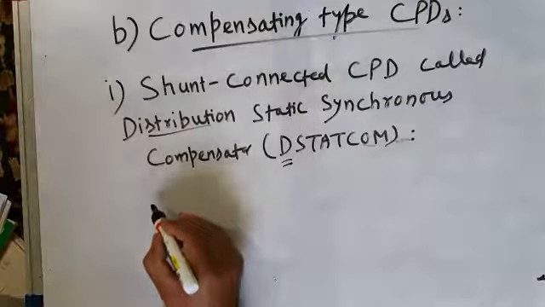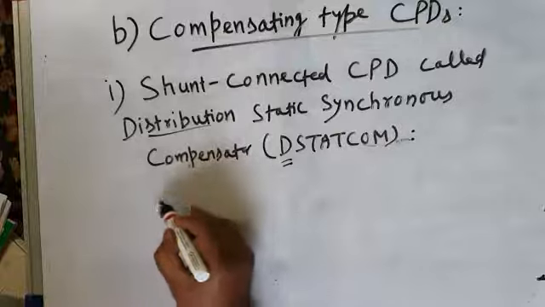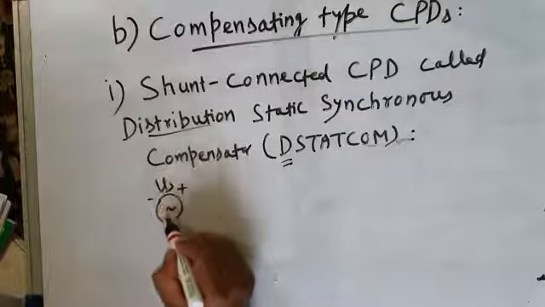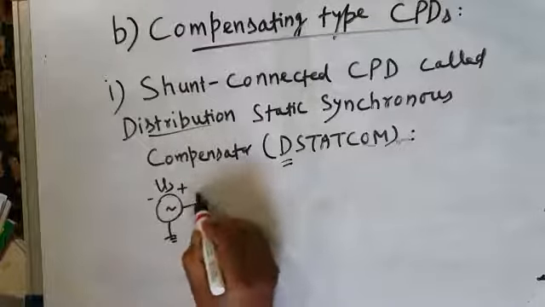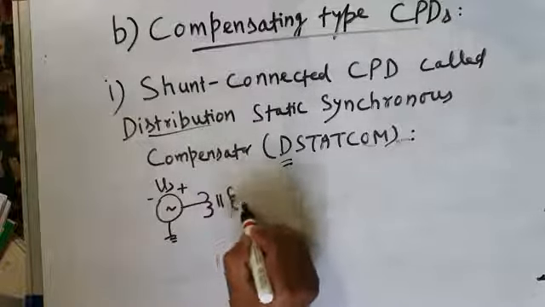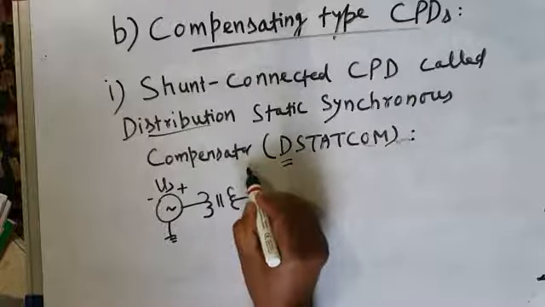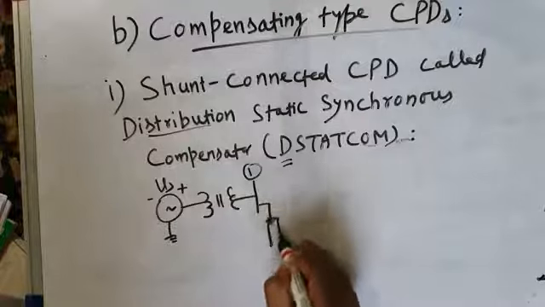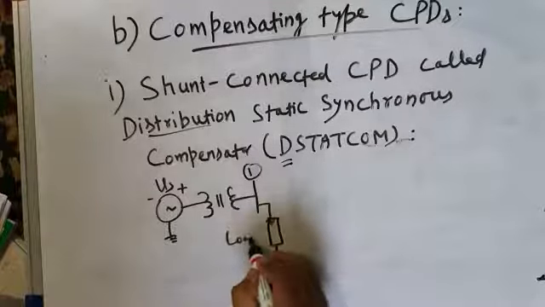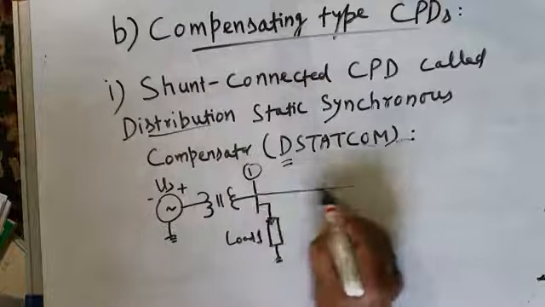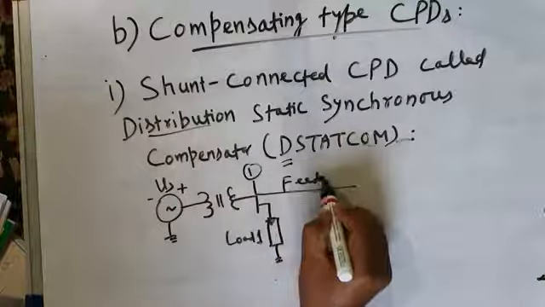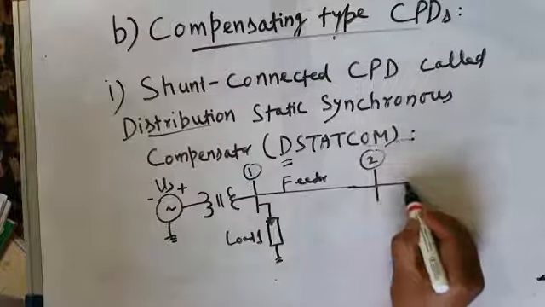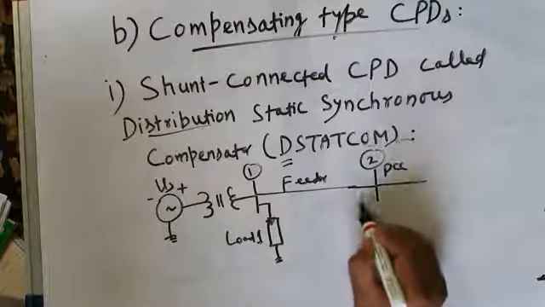It is something like this. This is your source, the source voltage Vs. We have a distribution transformer, which is of course a step down transformer. I have a bus, say bus number 1. To this bus I have a load connected, say load 1. Then this is a feeder, and this is another bus, bus number 2, which is the point of common coupling, PCC.